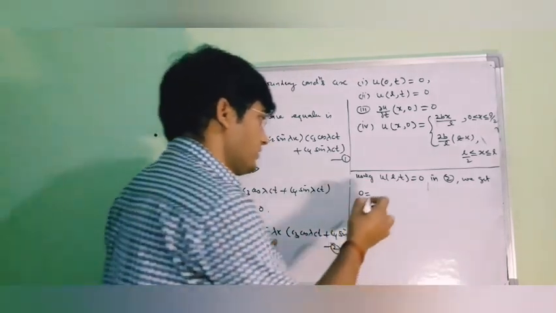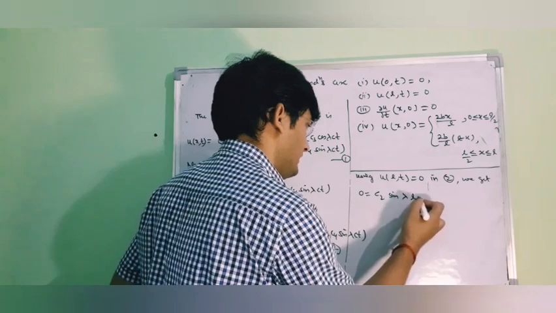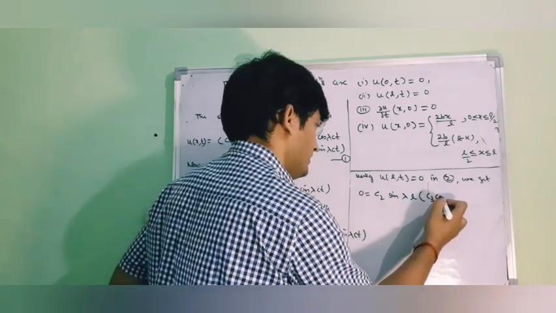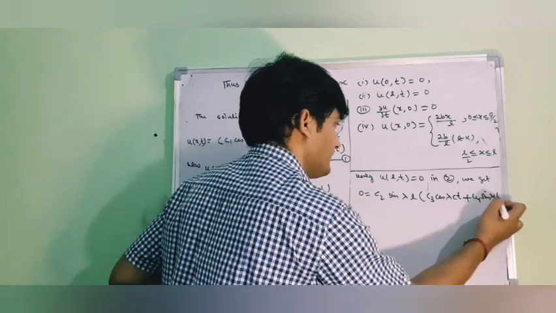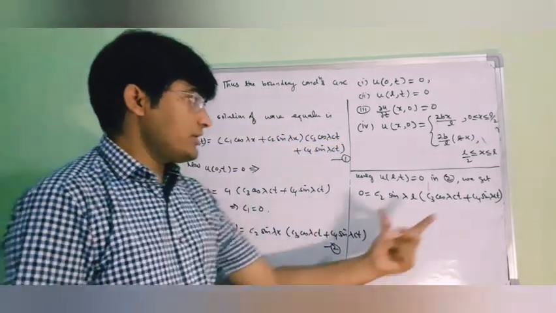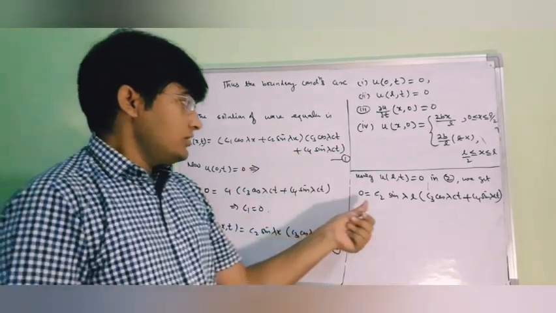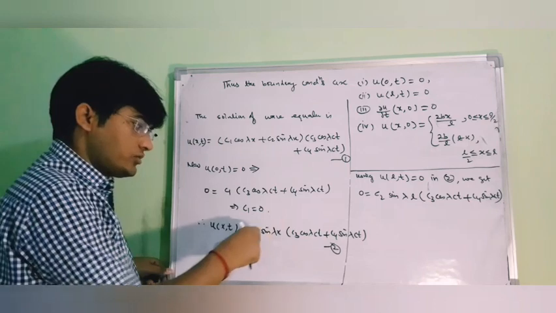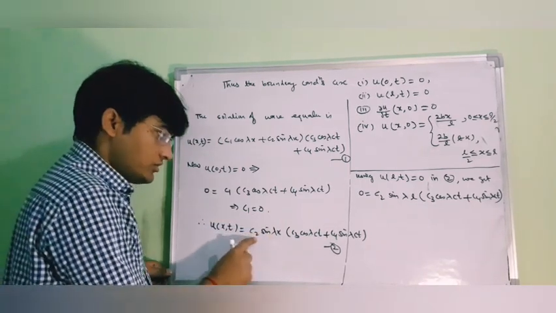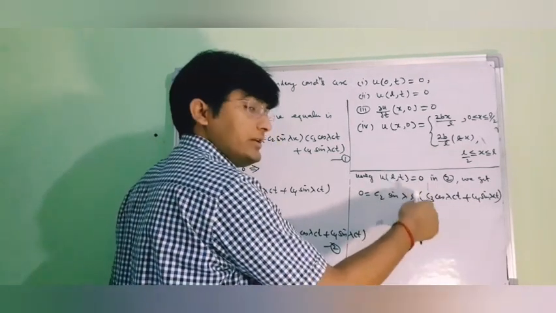So if you put x equal to 0, then this will be your sin lambda L, and then we will have C3 cos lambda ct plus C4 sin lambda ct. Now again you can see that this bracket will be non-zero, otherwise your displacement will be 0. C2 cannot be 0, because if C2 is 0, then the whole solution will be 0. So C2 cannot be 0, this bracket cannot be 0, that means your sin lambda L will be 0.